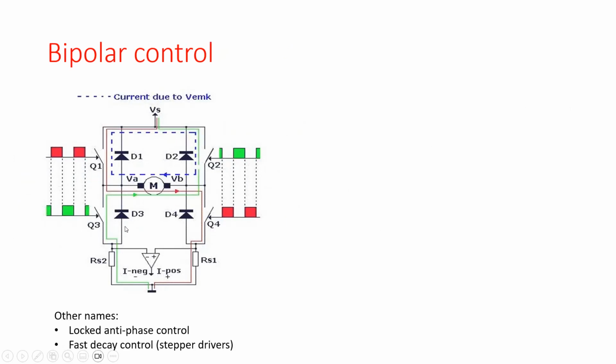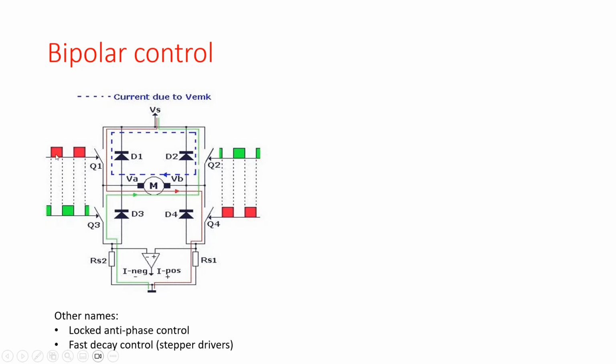All right, then we are looking at the third topology, which is the bipolar control. In a bipolar control situation, we apply PWM to all four MOSFETs. Other names for bipolar control are the locked antiphase control, and in the stepper world we also call it fast decay control, and we see in a moment why that is the case. As I said, we put PWM to all of the MOSFETs.